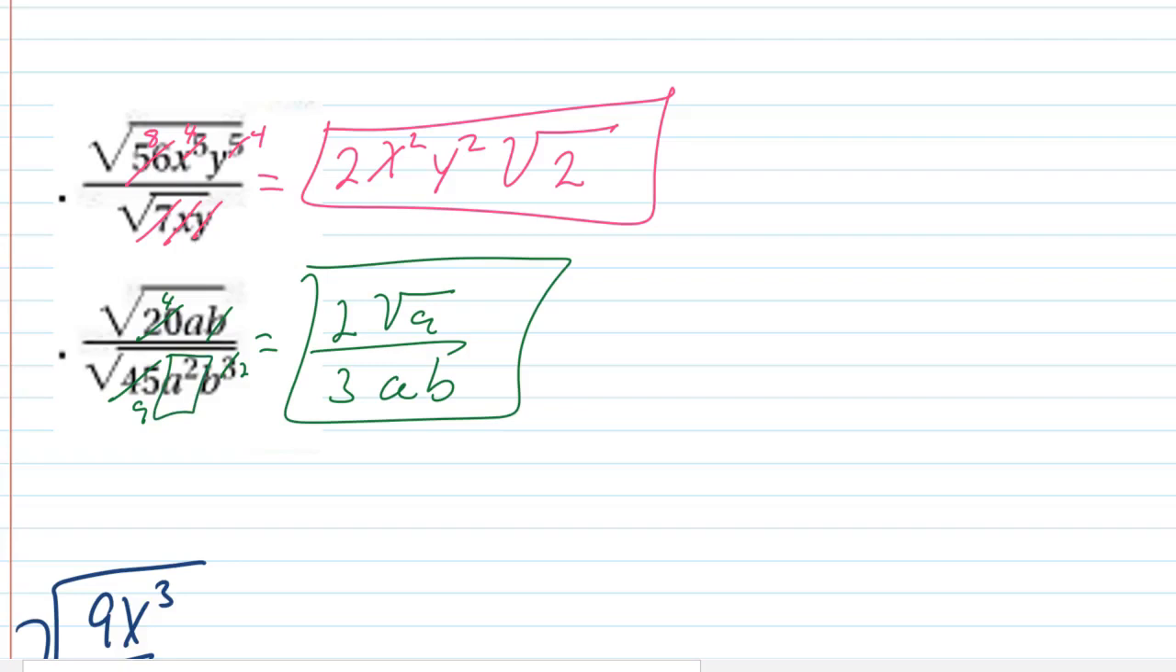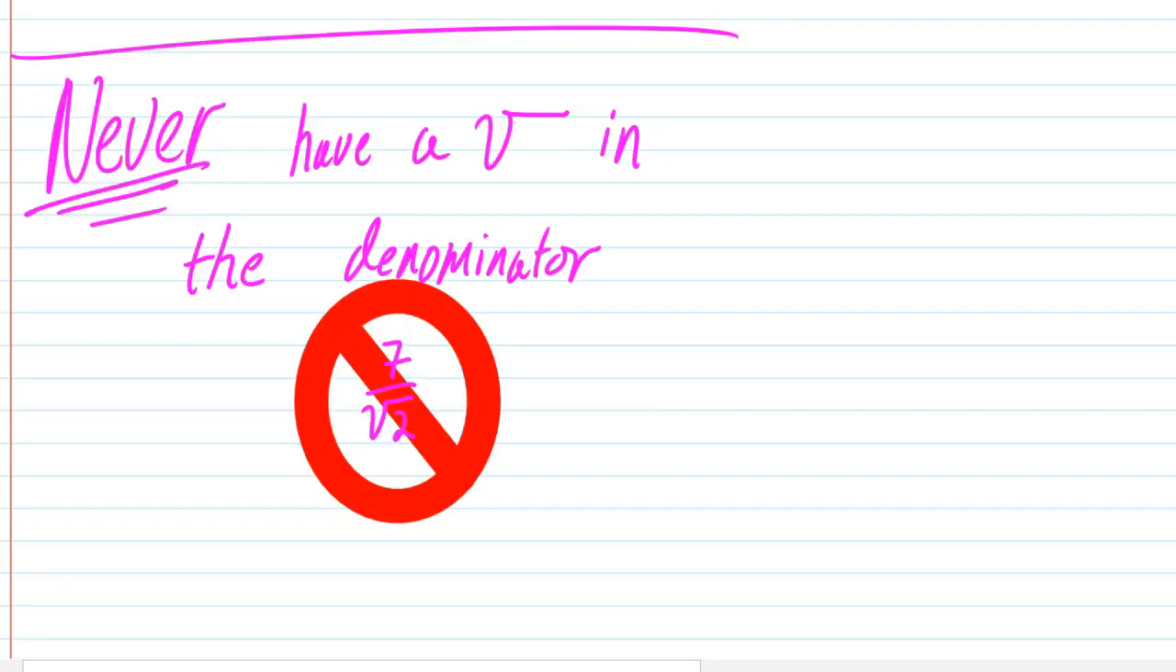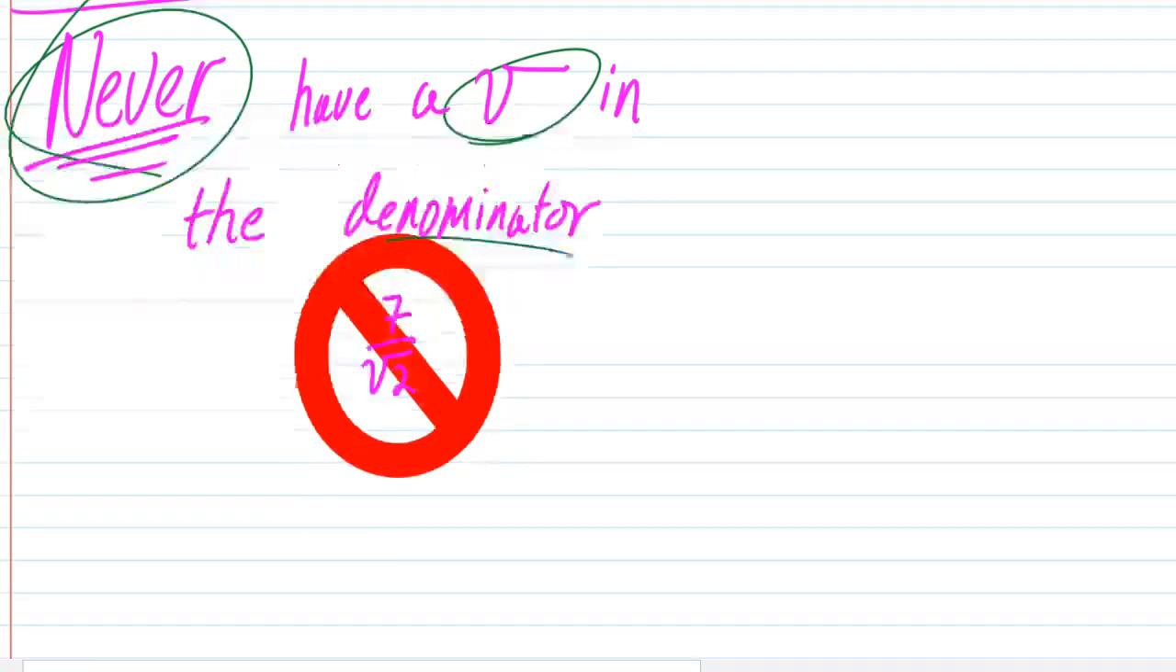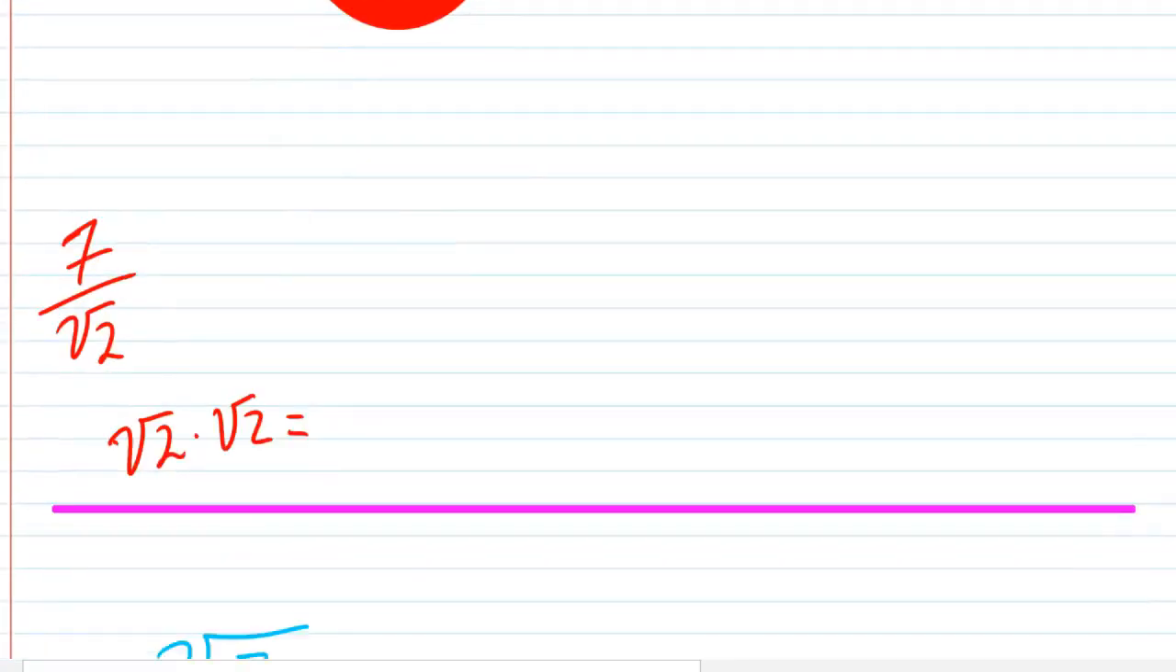Something very, very important, you can never, ever, ever have a radical in the denominator. That's a big no-no. If you are ever left with something like 7 over the square root of 2, that is a wrong answer, and we need to simplify that. We simplify that by rationalizing the denominator.